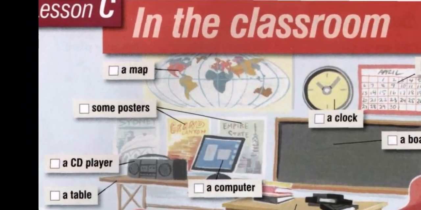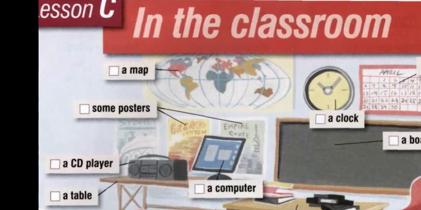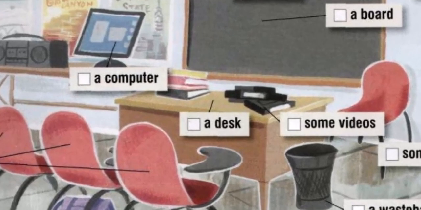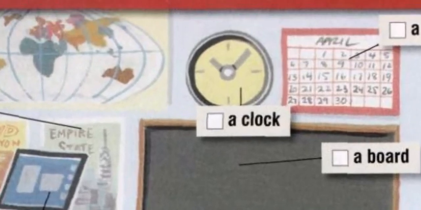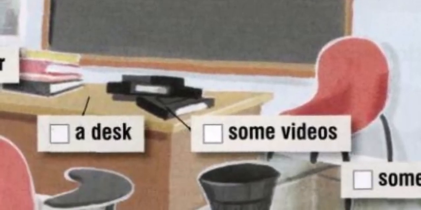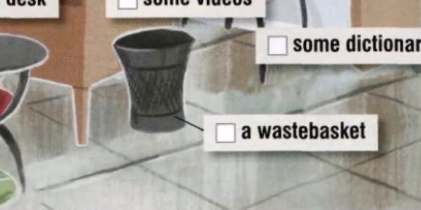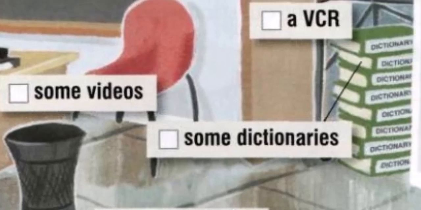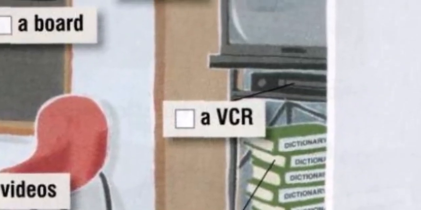Check the boxes. A map. Some posters. A CD player. A table. Some chairs. A computer. A desk. A clock. A board. Some videos. A wastebasket. Some dictionaries. A VCR. A TV. A calendar.